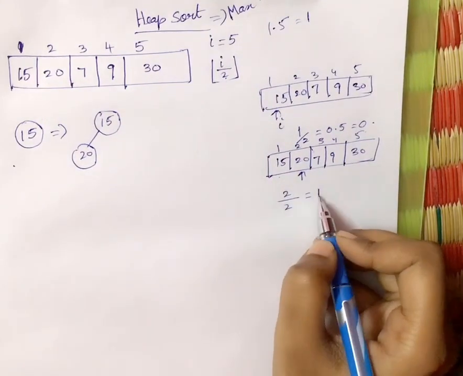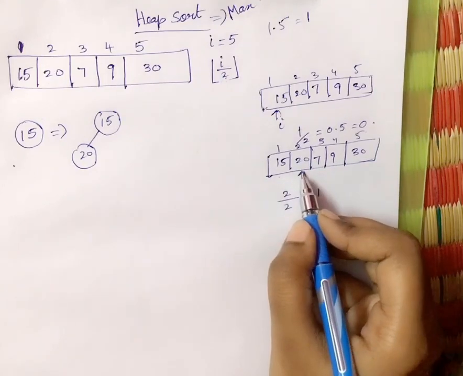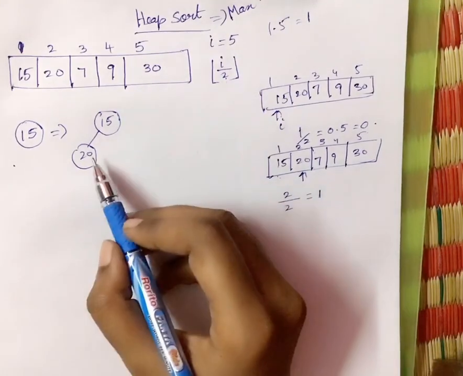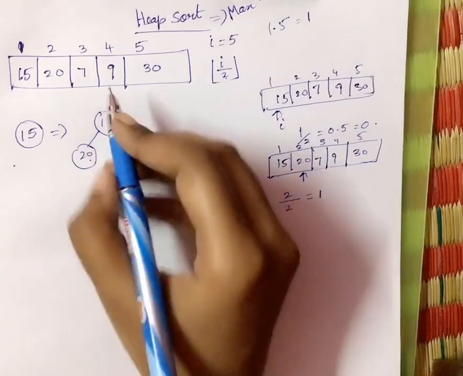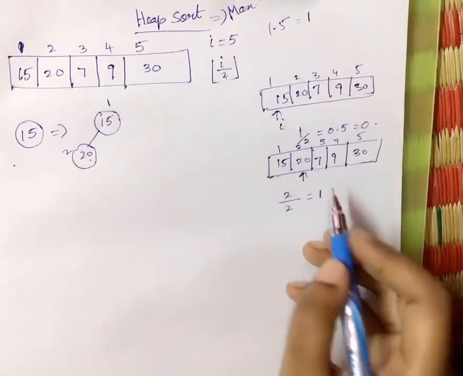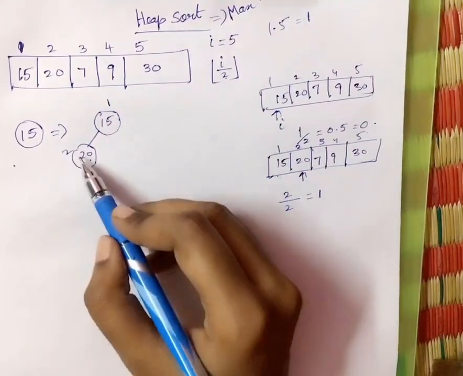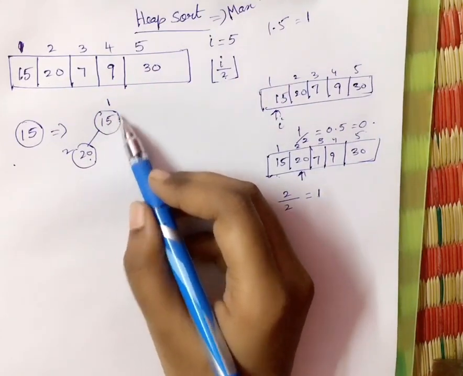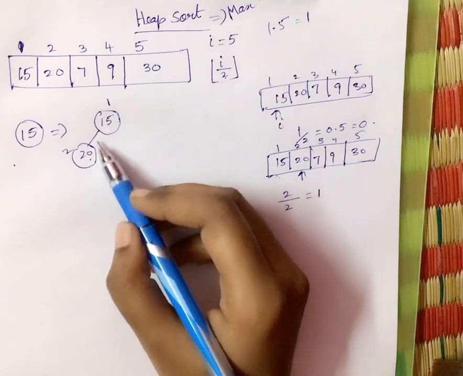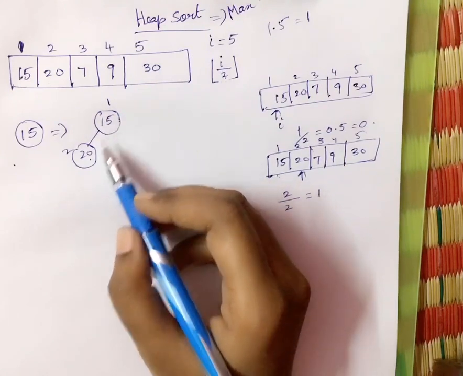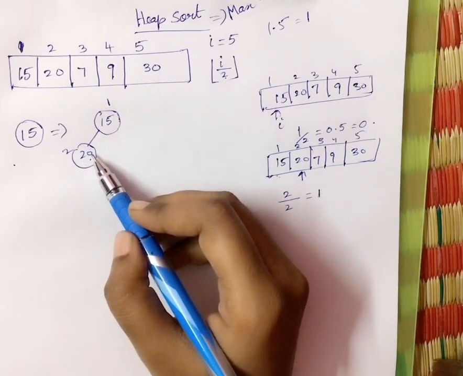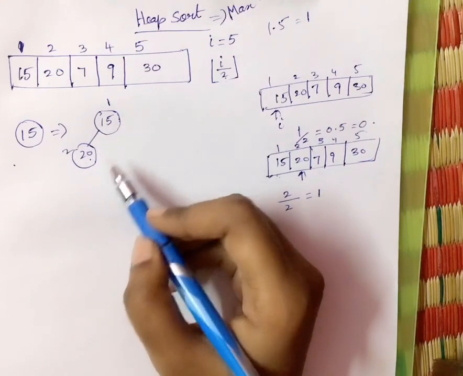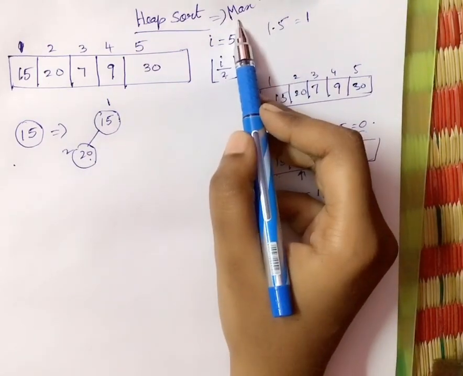So 1 means we have to compare this value with this one. That is what we are going to do. This is position 1 and 2, so 2 is compared with 1. Always the parent node must be the highest node. That is, the greater element should be in the parent and the smaller elements must be in the child nodes. That is the property of a maximum heap.